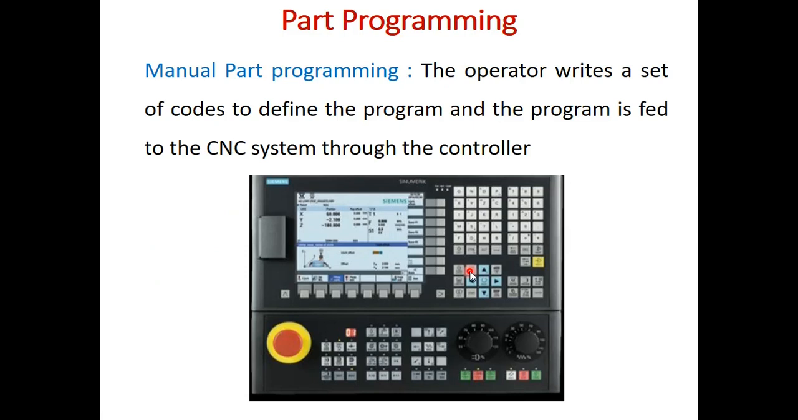So in CNC programming there are two types of program. One is called manual part programming. In this manual part programming, the operator writes a set of codes to define the program, and then the program is fed to the CNC controller. You can see this is the CNC controller, the brain of the CNC machine, mounted on it.